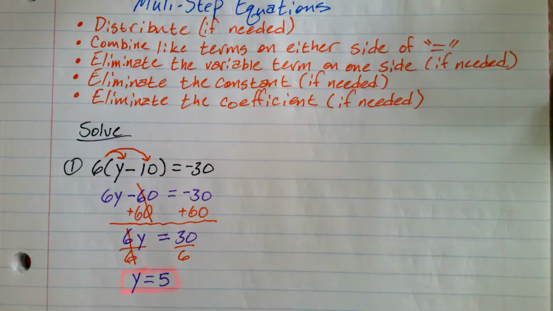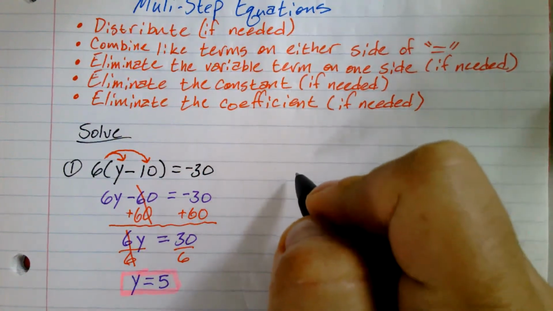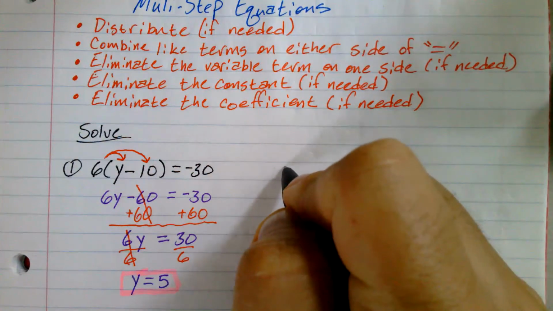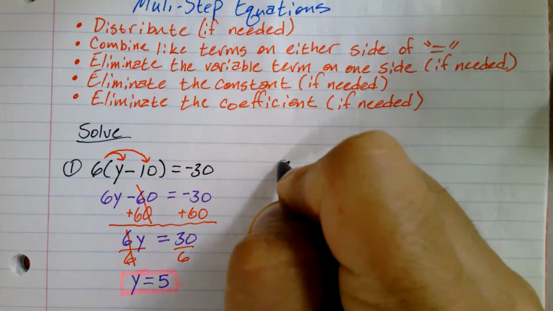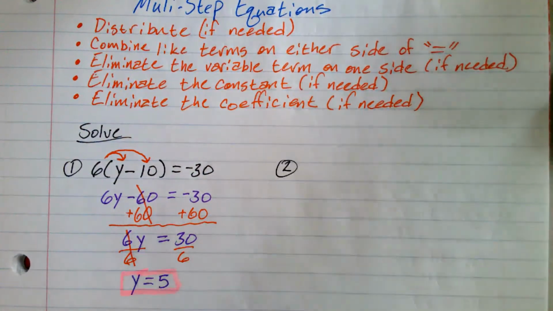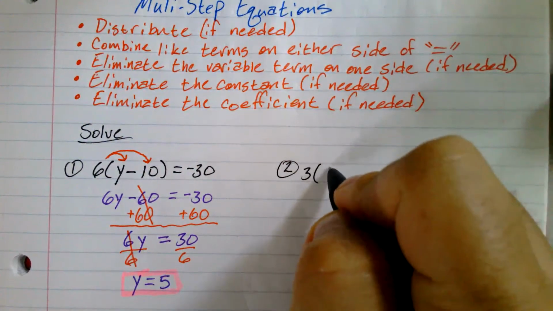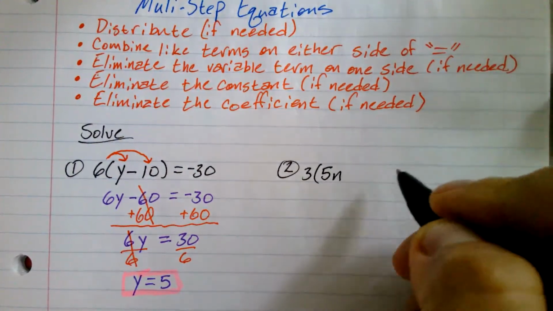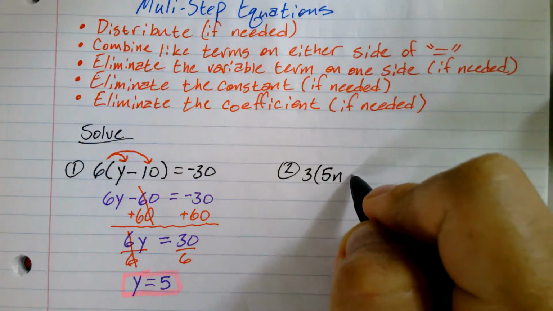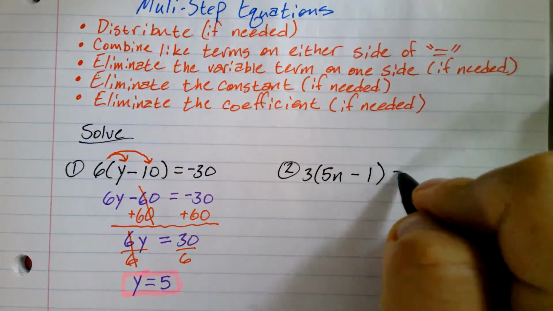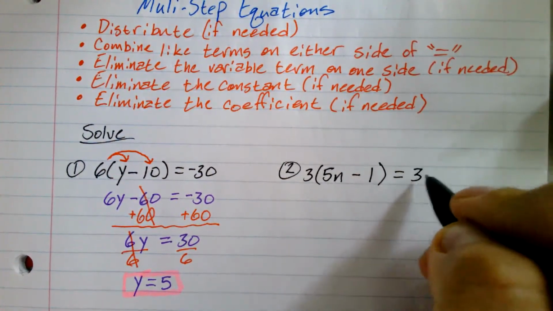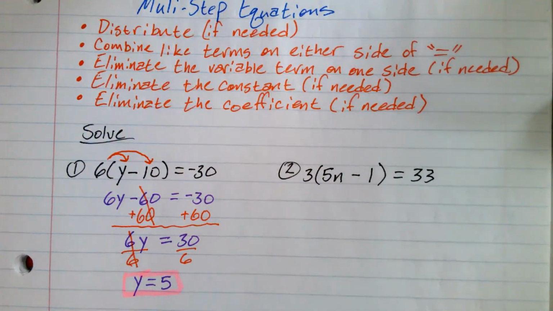Let's do another one. A little tougher. Okay. So let's do number 2. And this time it's going to be 3 times 5n minus 1 equals 33. Okay?